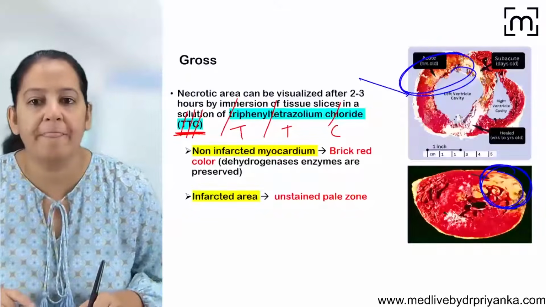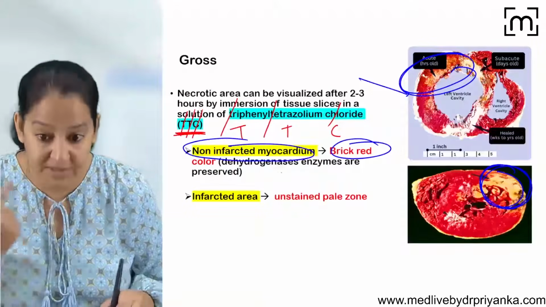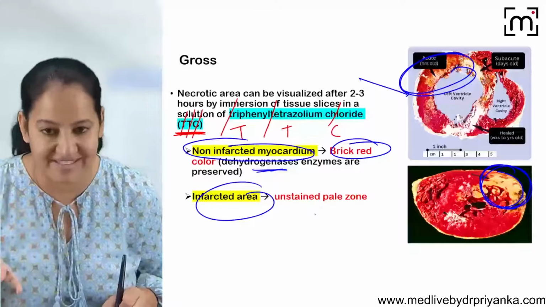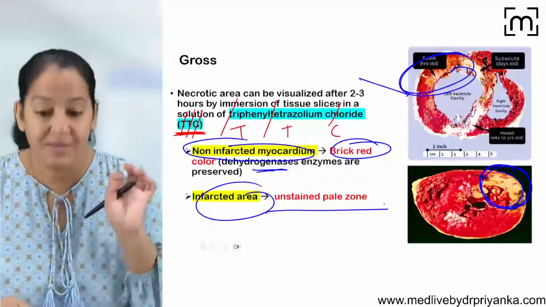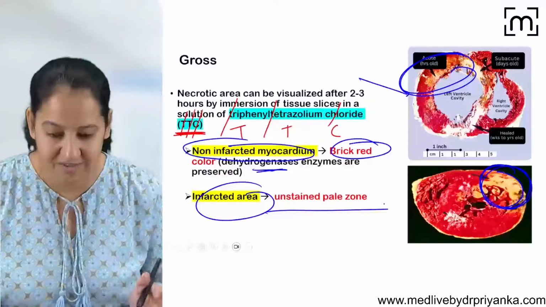Got it? The non-infarcted, viable myocardium takes the brick red color because it has the dehydrogenase enzyme. But the dead area doesn't have that enzyme, so it will remain yellow only. So this is the purpose. Grossly, we can do this on the entire heart. Where is the infarct?